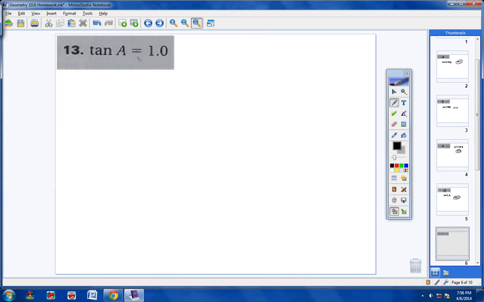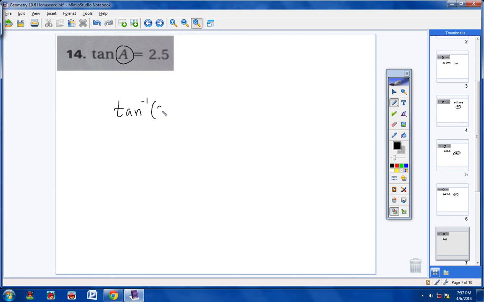We have a trig equation missing an angle, so we're going to hit second tangent and then type in 1.0, and let me type that in. If you type that in correctly, you will get out 45 degrees exactly. No rounding is needed. 45 degrees. All right, number 14, we have a trig equation. We're missing an angle, so we're going to hit tangent -1 of 2.5.